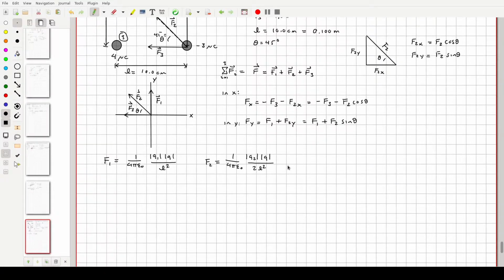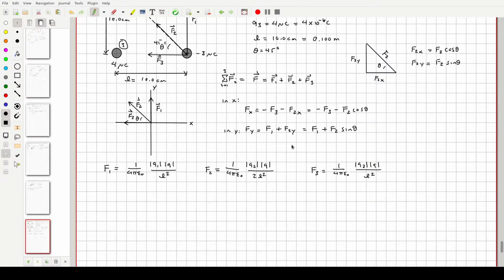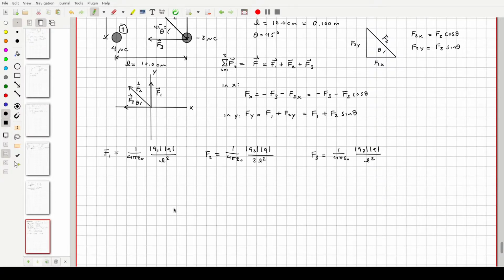Now, F3, that's this one right here. Okay? 1 over 4 pi epsilon naught Q3 Q over L squared. Okay, so now it's just an issue of adding the components together.